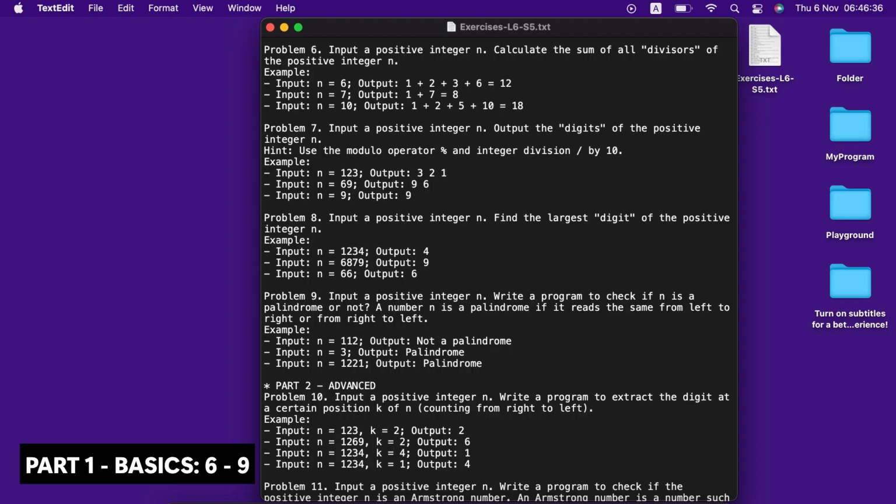Problem 8. Input a positive integer n. Find the largest digit of the positive integer n. Problem 9. Input a positive integer n. Write a program to check if n is a palindrome or not. A number n is a palindrome if it reads the same from left to right or from right to left.